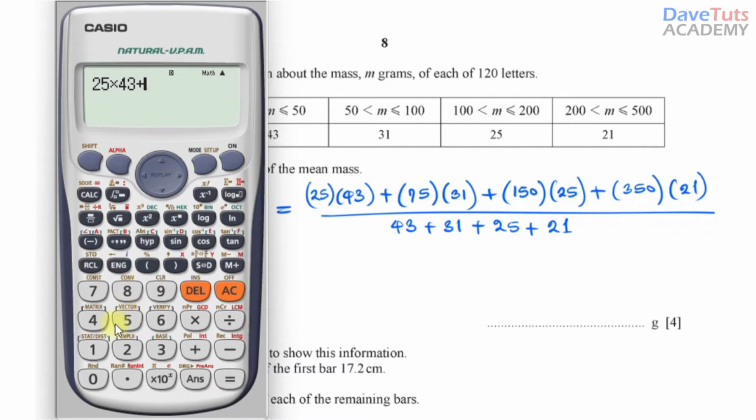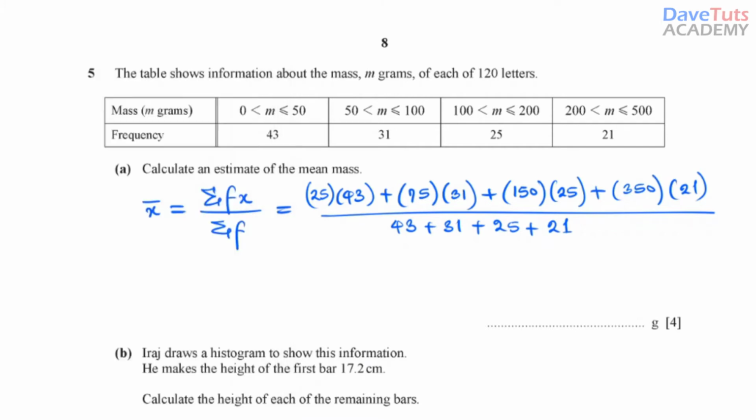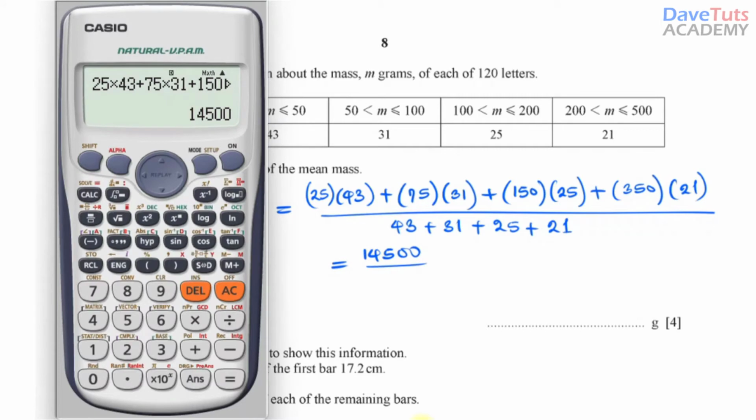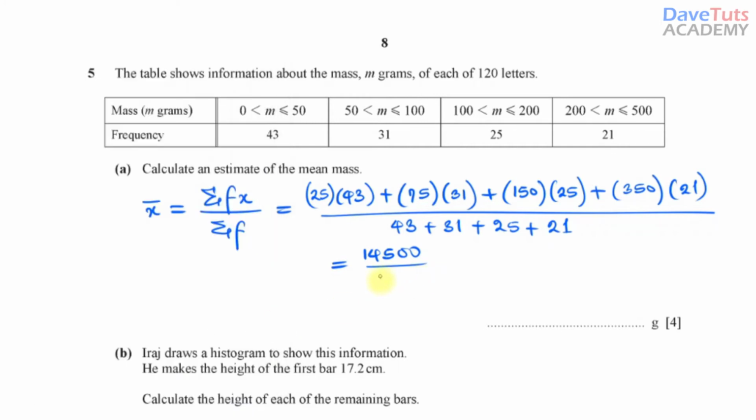It will take care of the order for us, plus 75 times 31. We just need to ensure we don't make a mistake in inputting the values. Plus 150 times 25, then plus 350 times 21. So what's that going to give us? 14500. So this is going to be 14500 divided by the sum of all these frequencies, 43 plus 31 plus 25 plus 21. Okay, so this is 120.